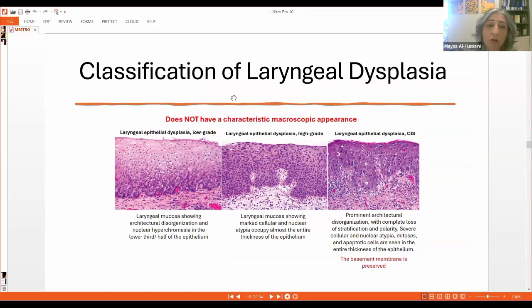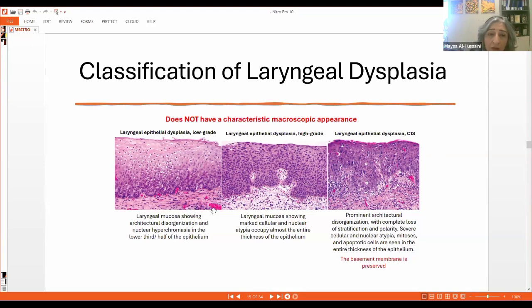Now, under the microscope, pathologically, we classify the laryngeal dysplasia into low grade, high grade, and carcinoma in situ. And again, remember, for us pathologists, when we see a specimen, for example a laryngectomy specimen that does not have a mass, it doesn't mean that it does not have carcinoma or dysplasia, because dysplasia is not associated with any changes in the macroscopic appearance.